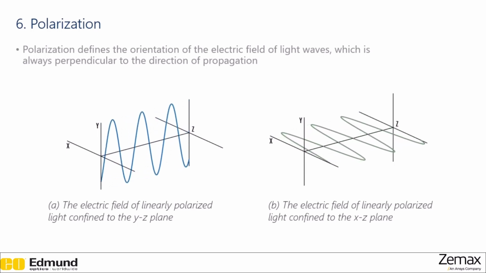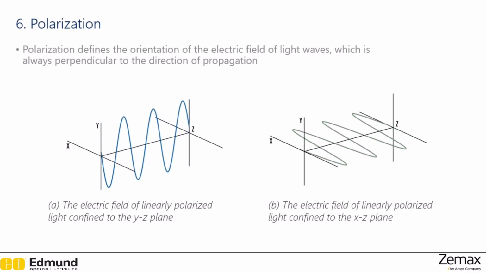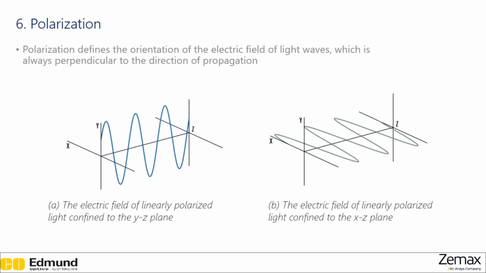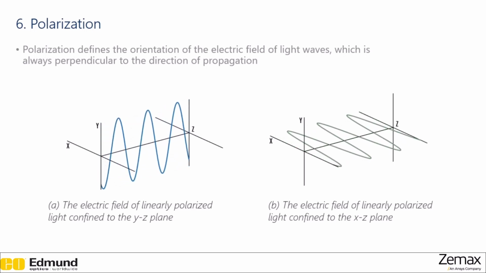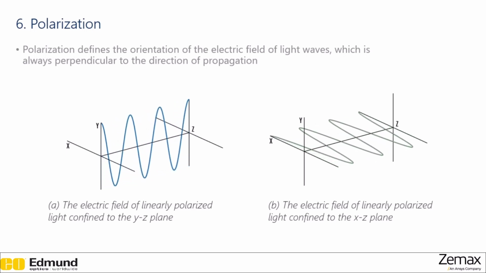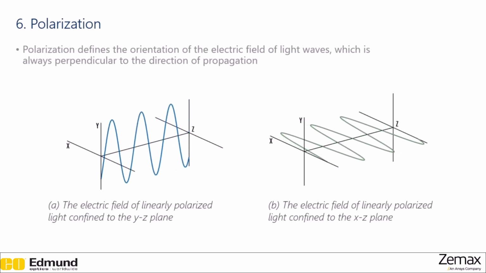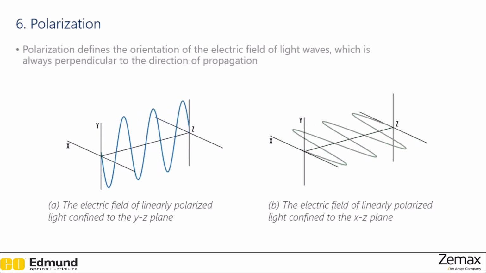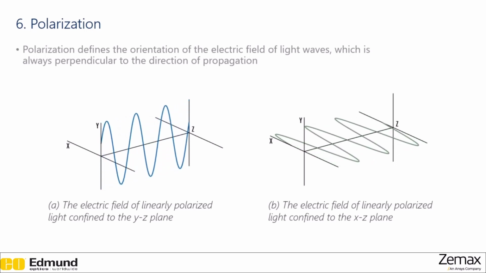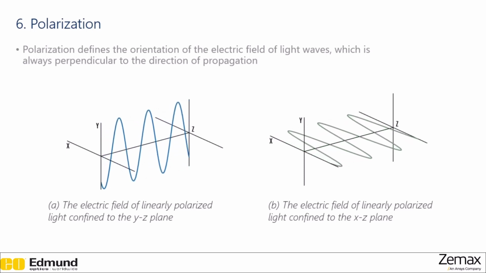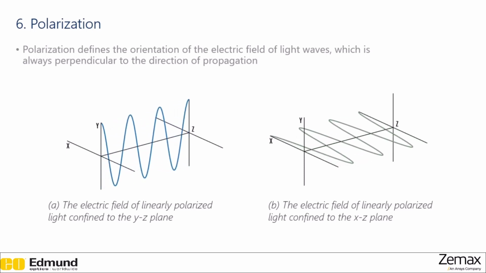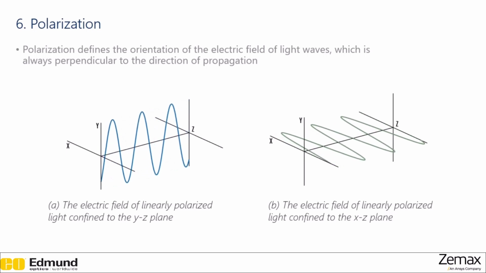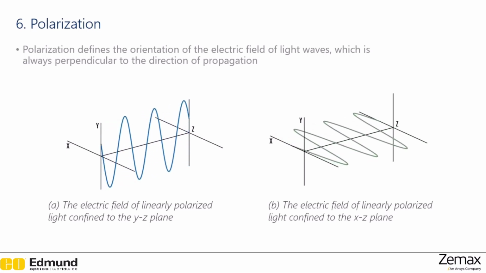There are some other options, such as elliptical or circular polarization. Often a laser is not fully polarized and will specify its degree of polarization with a ratio. For example, 100 to 1 would be saying that the electric field is 100 times more in the y direction than it is in the x direction.